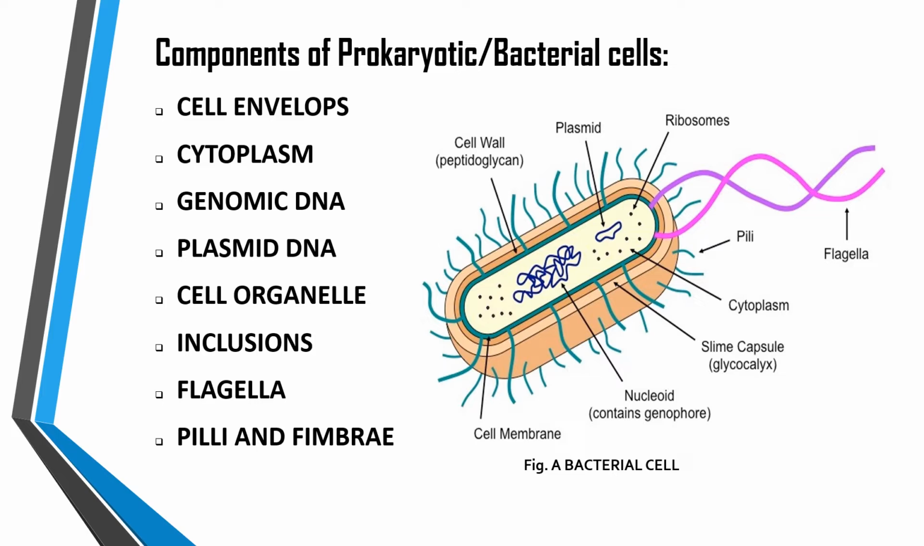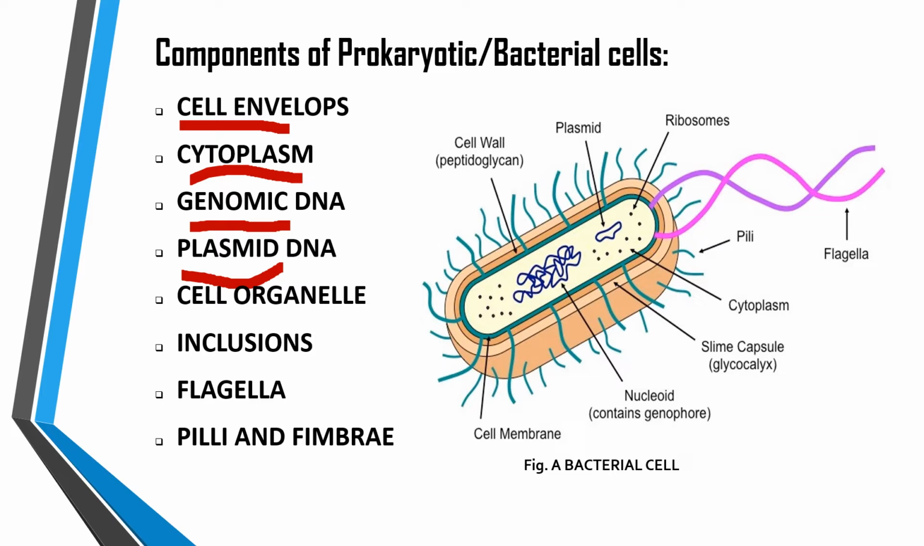Students, main components of prokaryotic or bacterial cell are: number one, cell envelopes; number two, cytoplasm; number three, its DNA, genomic DNA. Beside this, it has extra chromosomal DNA, that is plasmid DNA, cell organelle, inclusions, flagella, pili, and fimbriae. Let's observe the diagram, students.